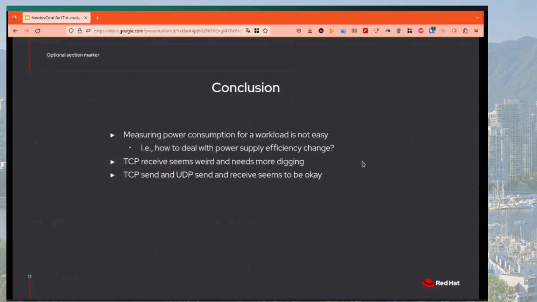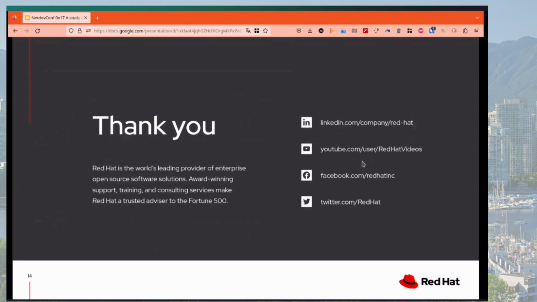And out of these tests, TCP receive seems weird and needs more digging, while TCP send and UDP send and receive seem to be okay. So that was it.